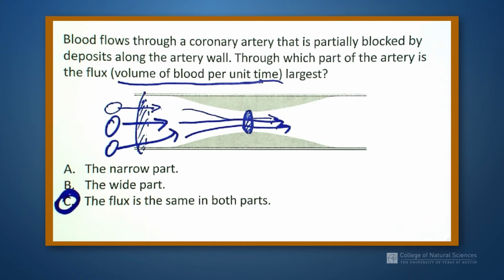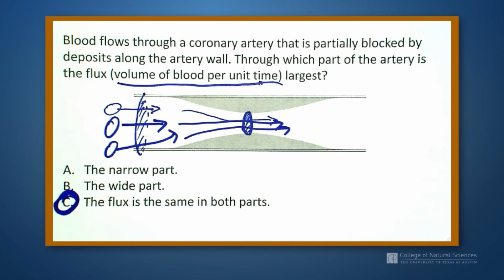This is actually just the continuity equation. And really what the continuity equation says is that we don't build up fluid at any point in our pipe, or in this case, our artery. If we did, bad things would happen, and that's not actually what happens. So the continuity equation tells us that we get the same flux through both parts. That's not saying that they have the same speeds or the same pressure, but they do have the same volume per unit time.